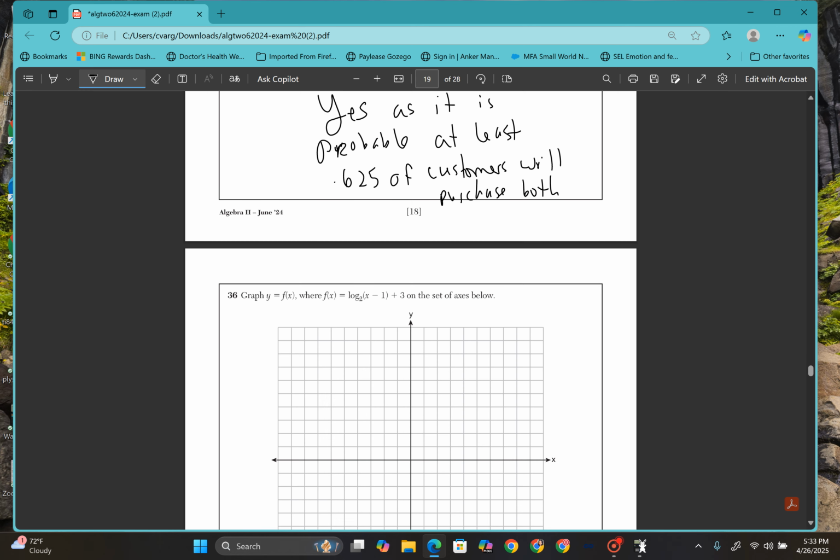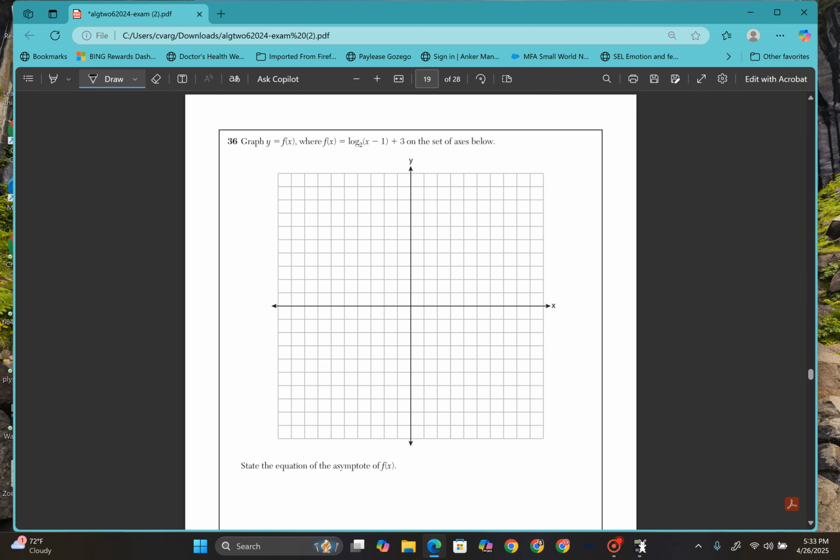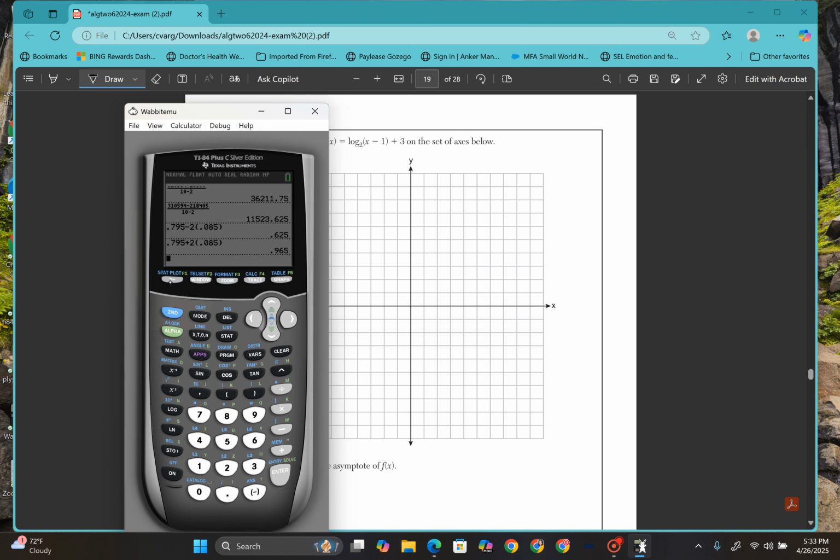Okay, not bad. Question 36 is a straight calculator question, but there is one catch. I'm going to go to y equals, and clear what's there. I'm going to type in the function, which is log base 2. To do that, we have to hit math and go all the way down to log base. So log base 2, parentheses, x minus 1, and then plus 3.